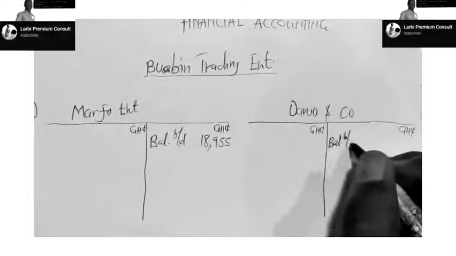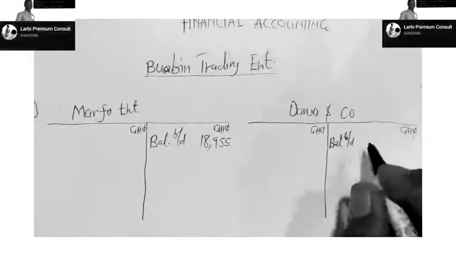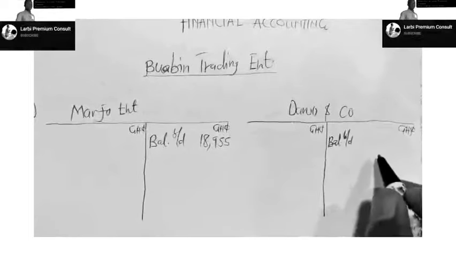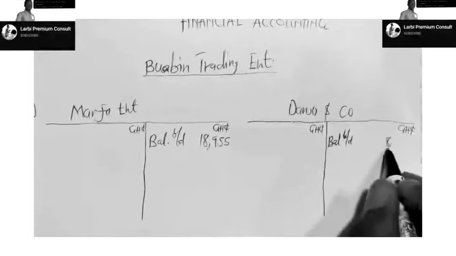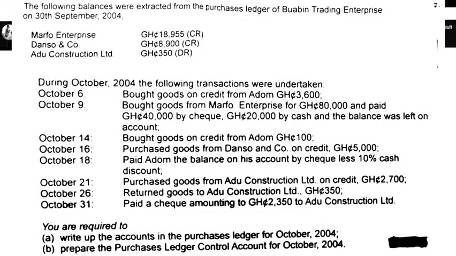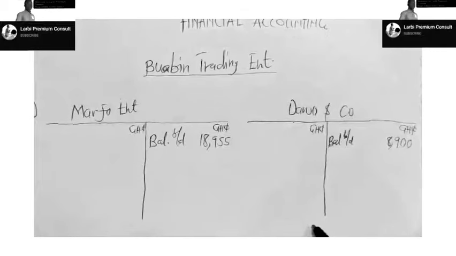Balance brought forward or brought down as 8,900. All right. So now let's move on with the provision.